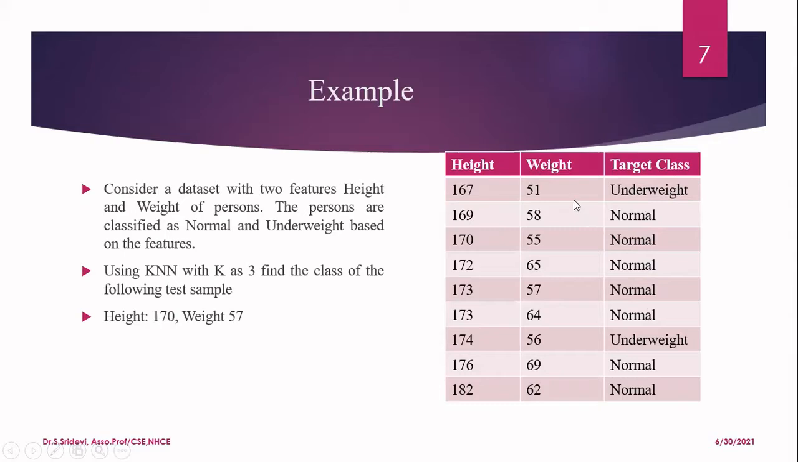Now we are going to solve this with the help of KNN. When we start with KNN, we need to have the value of K. So here, let us assume that the K value is equal to 3. And you have to find the class label for the following test sample, where height is equal to 170 and weight is equal to 57. What is the target class of that particular person, whether he will be classified as an underweighted person or a normal person, that we are going to predict.